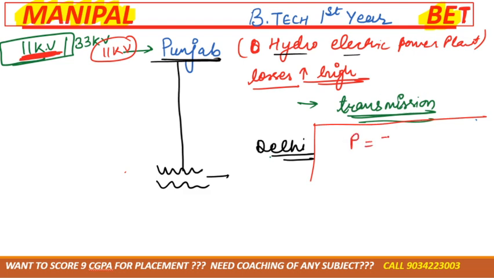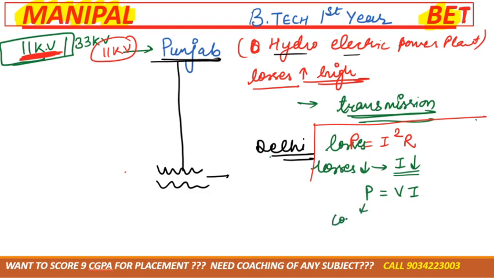Decrease. So the formula for losses is I squared R. So from here we can conclude that if we decrease the current, then losses will also decrease. Yes or no? To decrease the current, we have one formula, P equals VI, where P is power and power is constant. If we increase the voltage, then current will decrease automatically. Correct? So we want to decrease losses, so we decrease current, and for that we increase voltage. Ultimately, increasing the voltage will decrease the current.